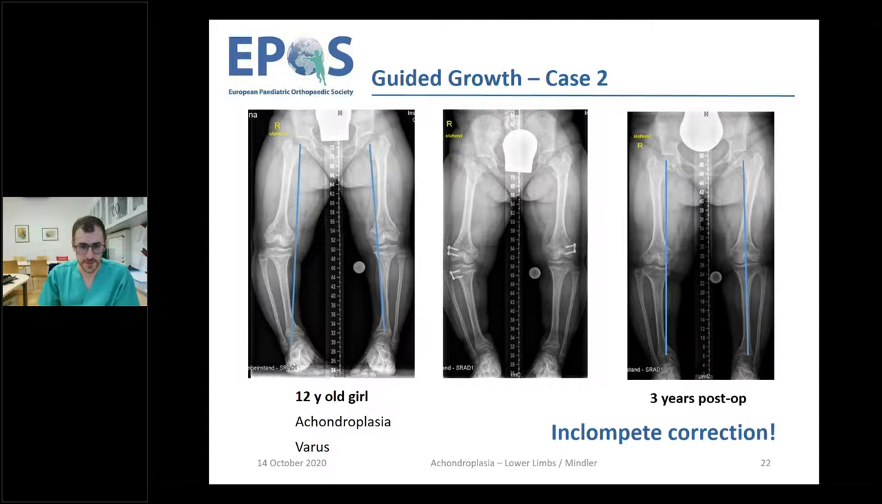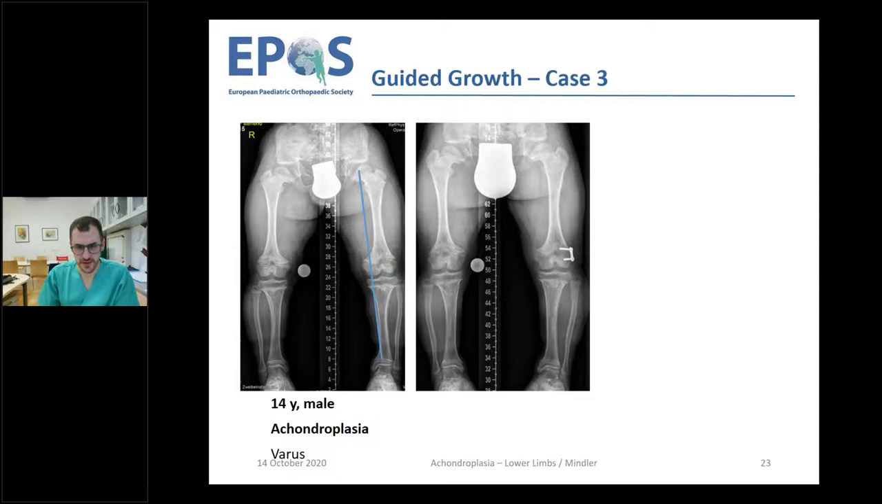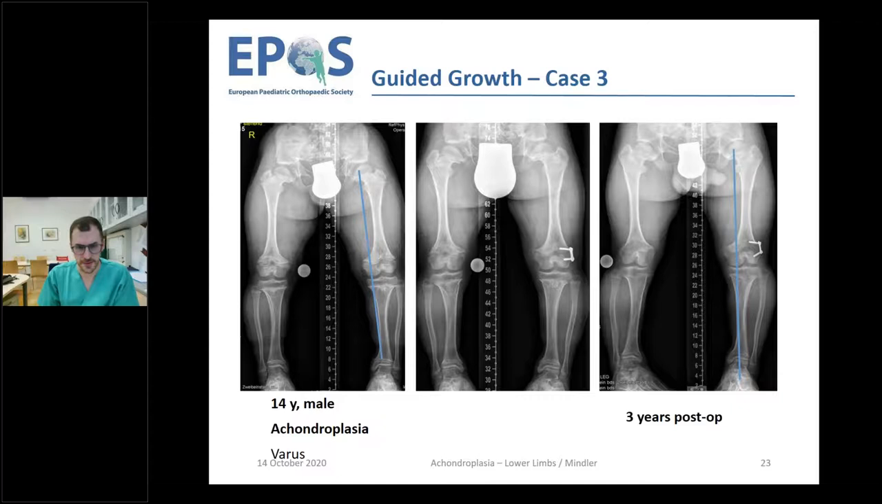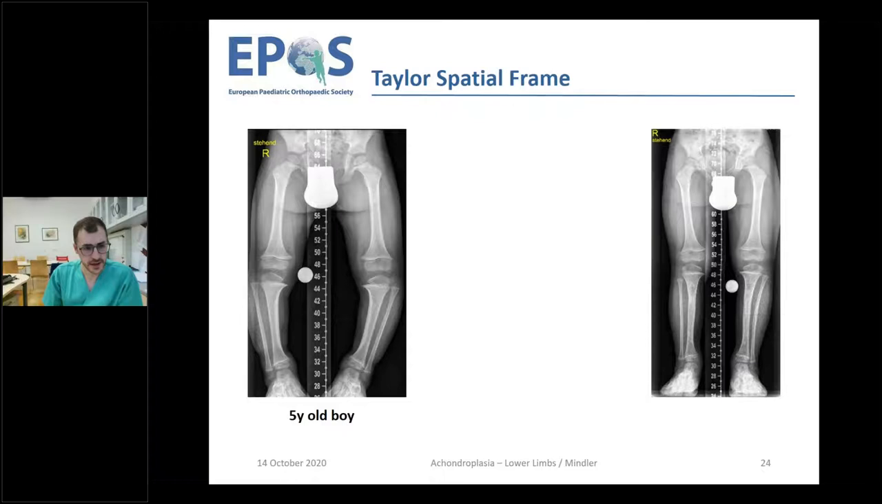And this last case, a 14-year-old boy with a mild varus deformity. We were quite late with our guided growth, and we see the spreading of the screws. So there was growth, however, there was no correction of the varus deformity. And we can further note that there is internal torsion of the foot. So we cannot correct maltorsion with guided growth. If we want to correct maltorsion, then we have to do an osteotomy. An example for this is an osteotomy and Taylor Spatial Frame lengthening.